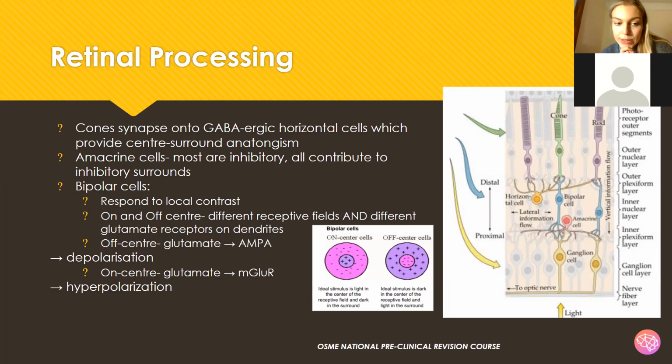So our off-center cells respond to glutamate with AMPA current, leading to depolarization, and our on-center cells respond to glutamate by metabotropic glutamate receptor activation and hyperpolarization. So what bipolar cells are basically looking for is this idea of local contrast.